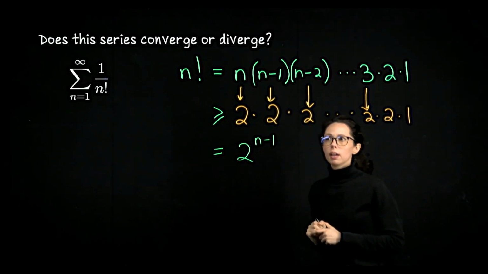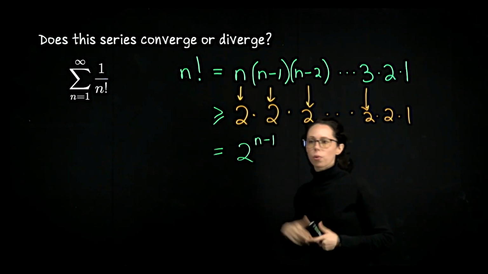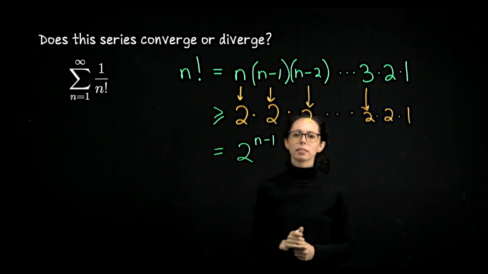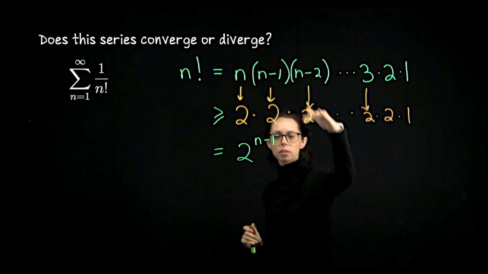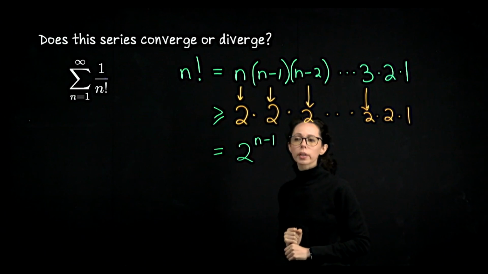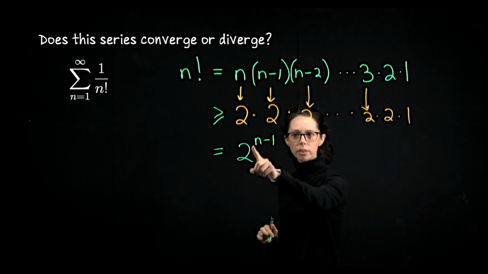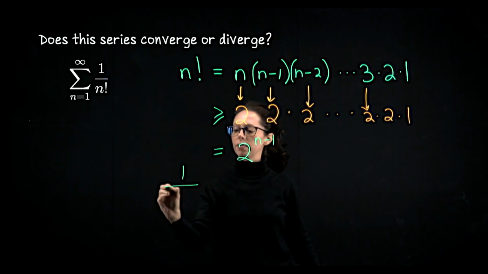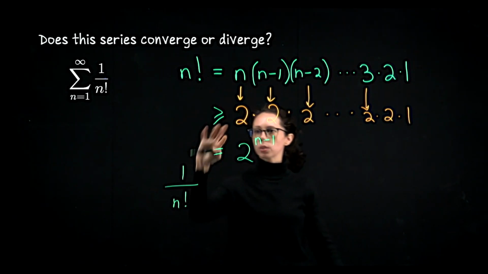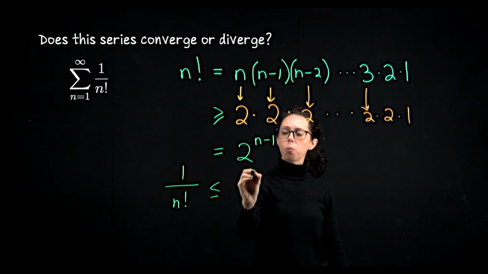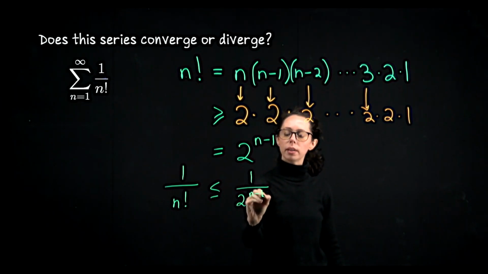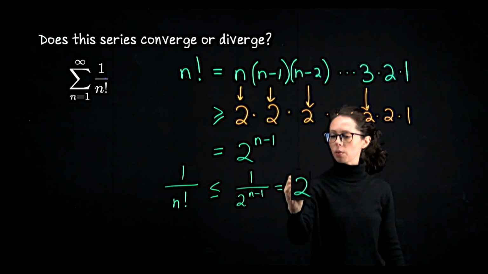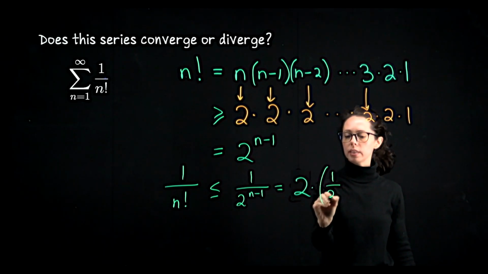Okay, so n factorial for n, let's say, greater than or equal to 3. I think it also works when n equals 1 and 2, but we're focusing on n greater than or equal to 3 so that we can do this lowering process. n factorial is greater than or equal to 2 to the n minus 1. So let's take the reciprocal. 1 over n factorial is less than or equal to 1 over 2 to the n minus 1, which is fine as it is, but if you wanted to, you could write that as 2 times 1 over 2 to the n.